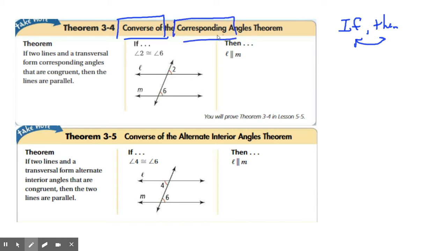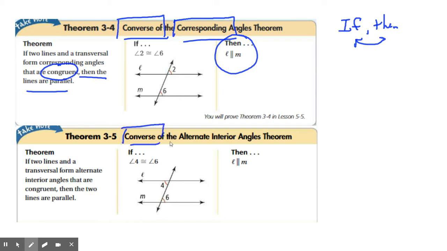So the converse of the corresponding angles theorem says if you know that your corresponding angles are congruent, then you can say the lines are parallel. So notice in this picture, there are no parallel lines. L and M look parallel, but we're not given that they're parallel. But we can show that angle 2 and angle 6 are congruent, and because they're corresponding and because they're congruent, then the lines are parallel. So we arrive at this conclusion.